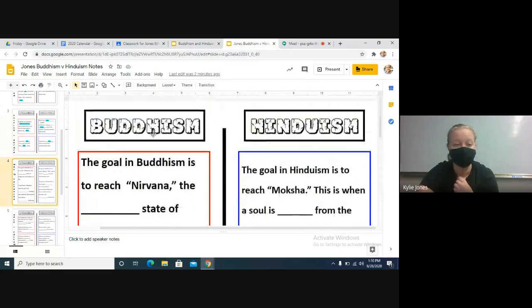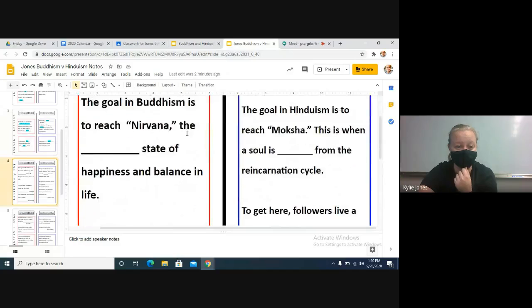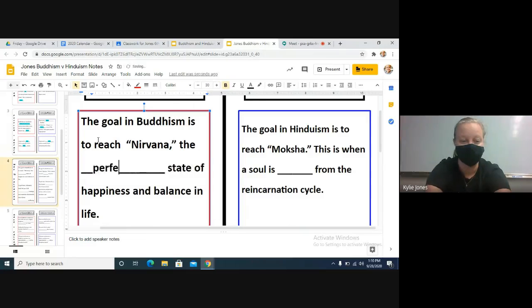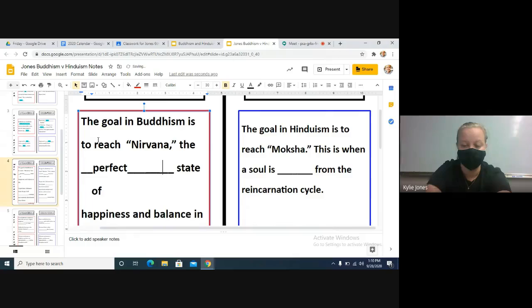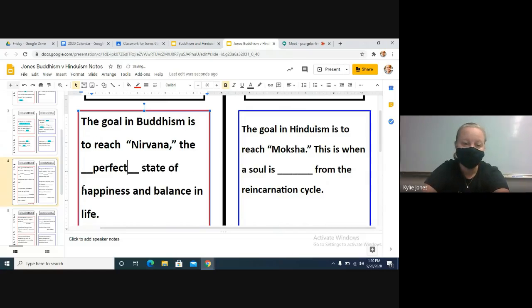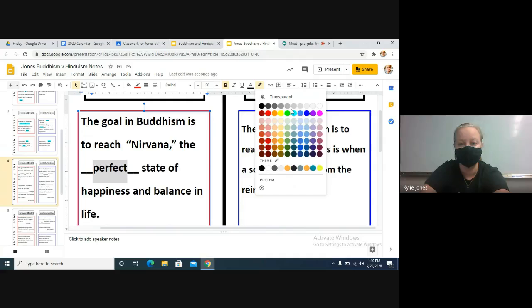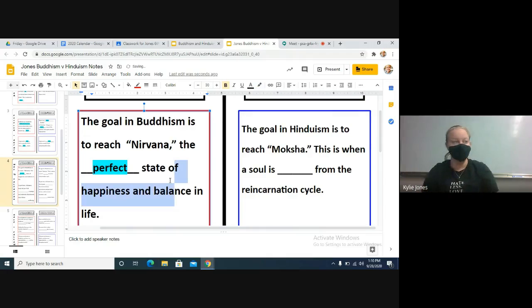So that next slide, the goal in Buddhism is to reach nirvana, which is the perfect state of happiness and balance. Oops. What to do? My back hurts from sitting.